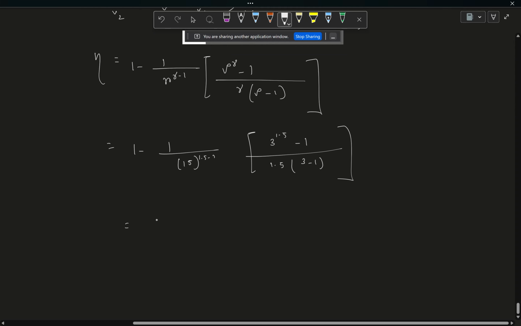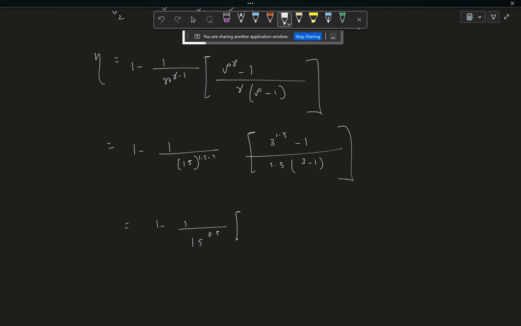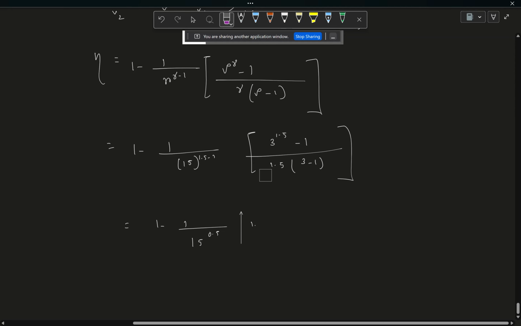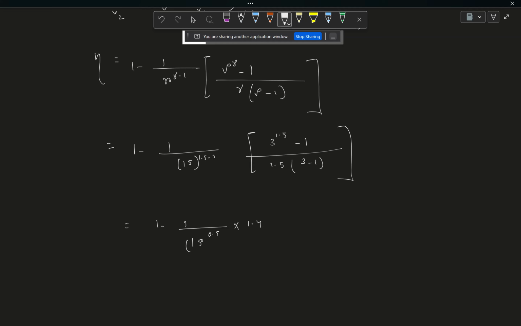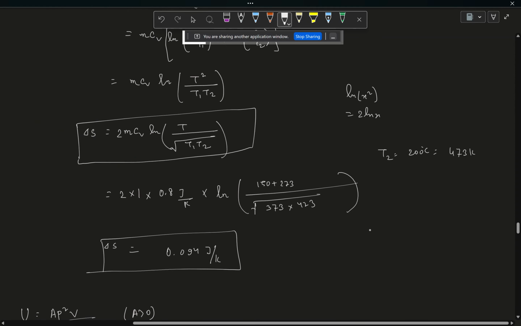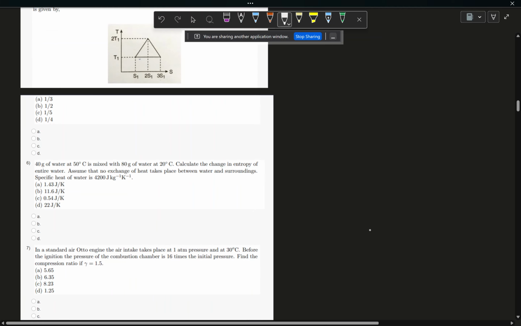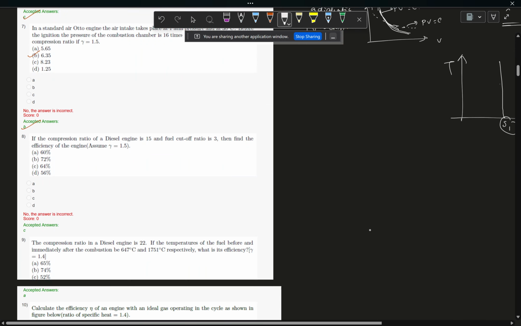So what we are getting is 1 minus 1 by 15 to the power 0.5 into, you can calculate this, and you will get 1.4. So this will give you 0.64, which is 64% efficiency for the diesel engine. Let us check the question and match the answer. 64% is what we are getting. This is option number C, also the accepted answer.